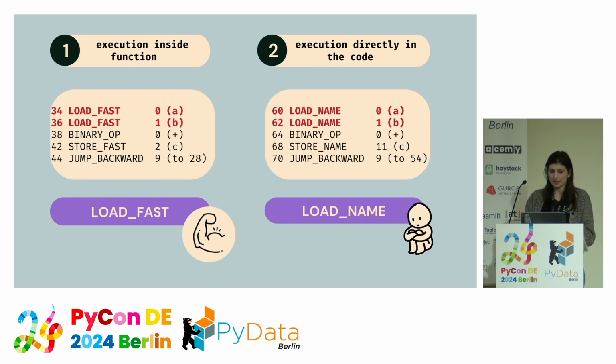More or less, bytecode looks the same. What's the only difference? How we load our variables. Because in the execution inside the function, we have load fast. Execution directly in the code, we have load name. Load fast already gives you a hint because it's fast.